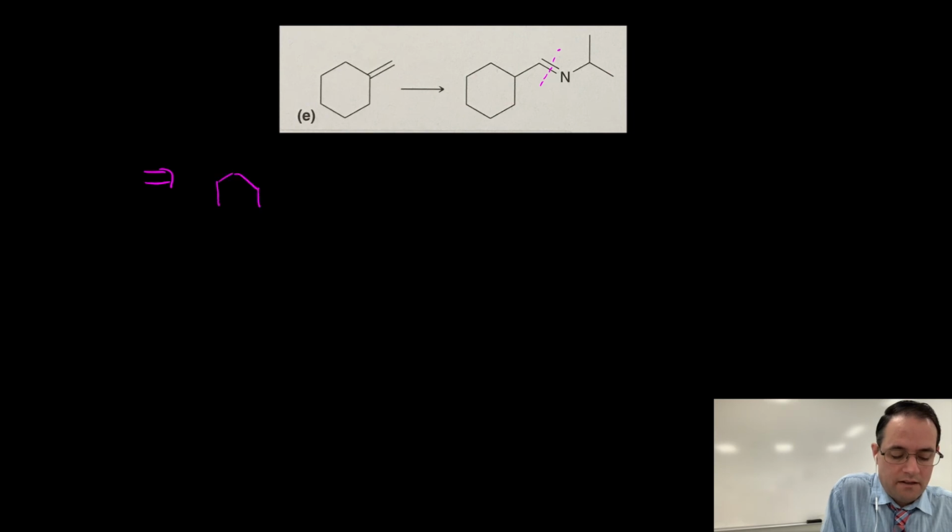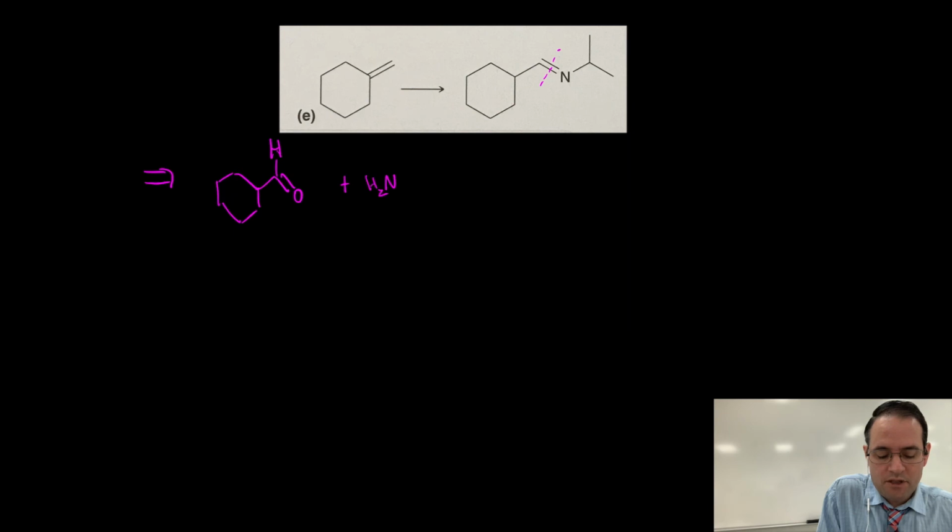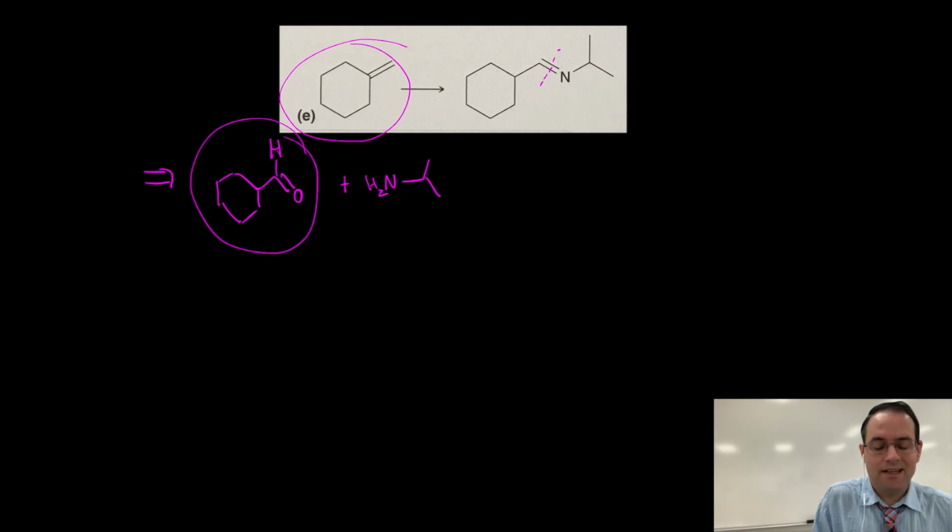So let's do E and F. These seem relatively easy. Okay, in problem E, we definitely have an imine. You should know from this chapter, this comes from an amine and a ketone or aldehyde. In this case, a simple cyclohexane carbaldehyde, and the amine is going to be isopropylamine. Okay, and then now we need to think about how do we go from that alkene to this aldehyde.